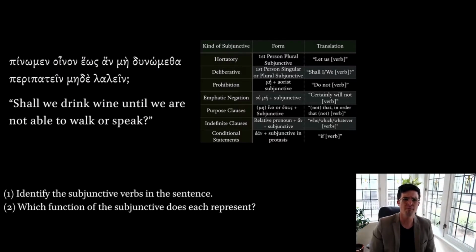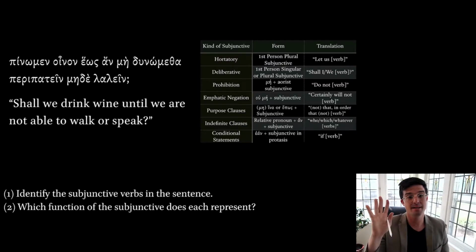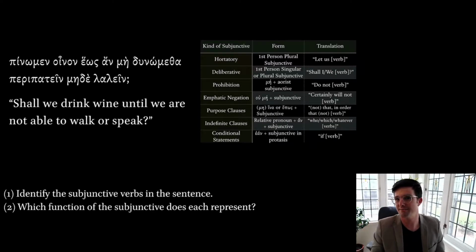All right, one more example here, and I know we have another verb that you have not learned. This is from pino, which means I drink. So once again, go ahead and pause the lecture, look at the screen, identify the subjunctive verbs, and also maybe while you're at it, see if you can identify the infinitive verbs in the sentence, and then also the functions of the subjunctive here.